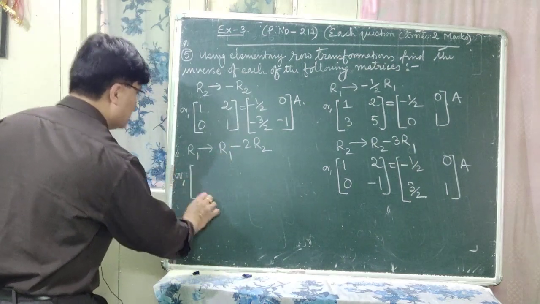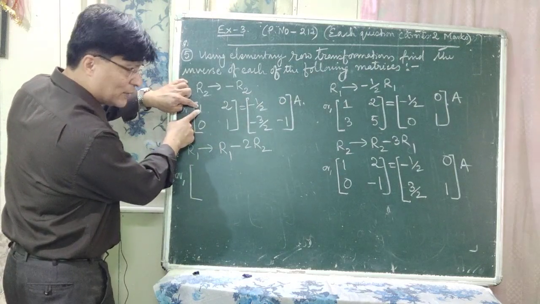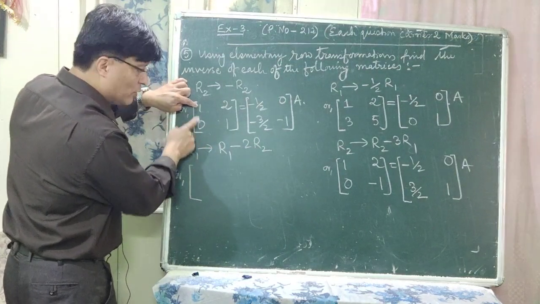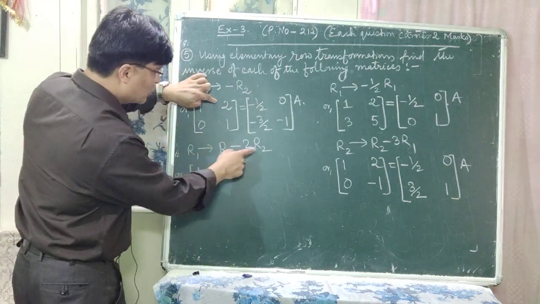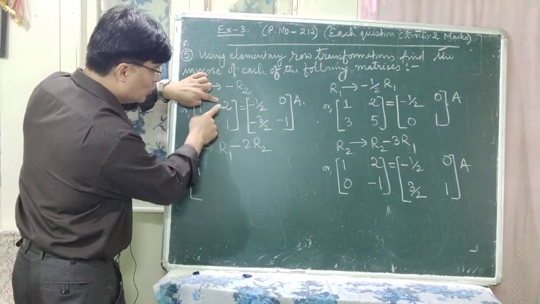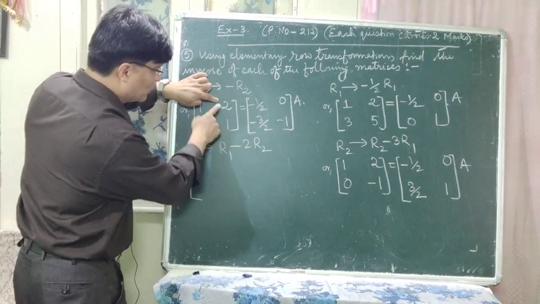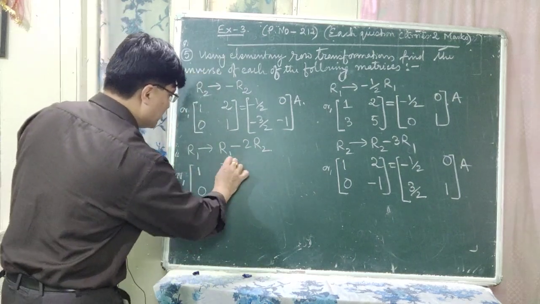So how does it change now? R1 is equal to R1, which means 1, minus 2 into 0. 1 minus 0 is 1, right? What is R1 minus 2R2? 2. 2 minus 2 into 1. 2 minus 2 is 0. Second row remains the same. This is 0, 1.